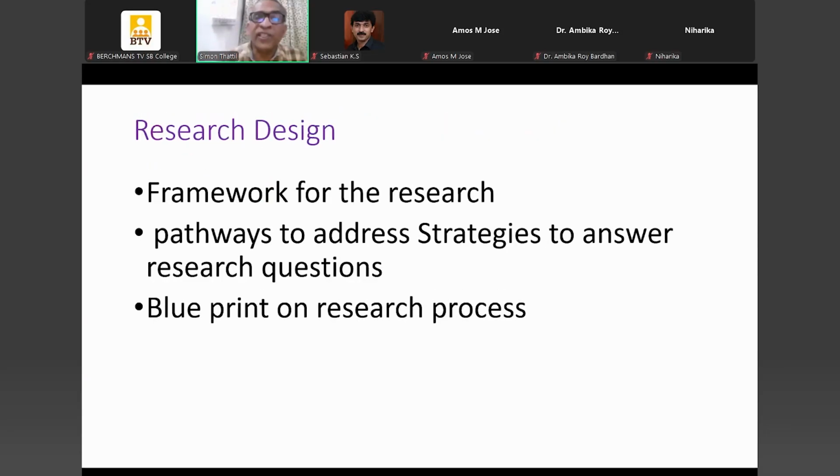So let us try and see what this is. Now, this is a research design. It's the framework for the research. It's something like pathways to address strategies and to answer research questions. What is your research question? Are you trying to establish a relationship between variables? Are you trying to look at the impact of one variable on another variable? Are you trying to find answers to some questions on which there is no existing answer at all? Are you trying to find out the characteristics of something? Are you trying to just describe something? What are we trying to do, or what are our research questions?